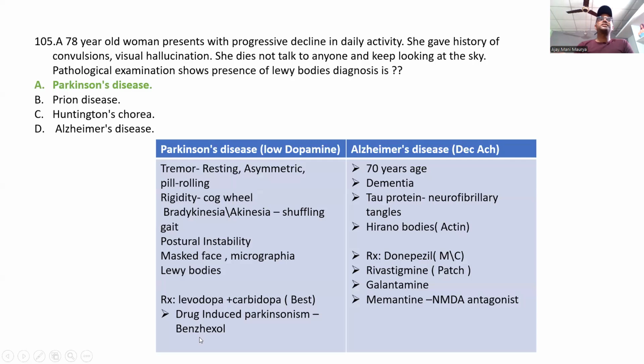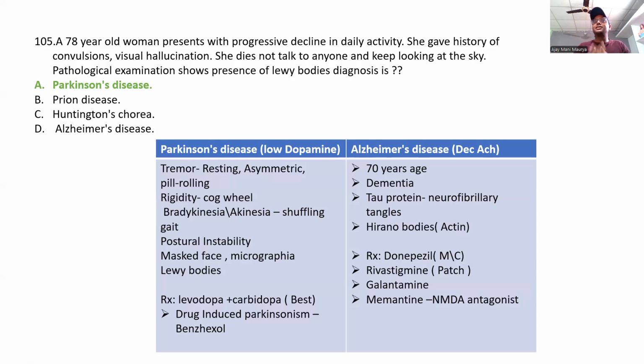And guys, the last question is the difference between Parkinson's and Alzheimer's. In Parkinson's, there are tremors, resting, asymmetry, pill rolling, cogwheel rigidity, bradykinesia, shuffling gait, postural instability, masked facies and micrographia. You will see Lewy bodies in histopathology. Levodopa plus carbidopa is the drug of choice. For drug-induced Parkinson syndrome, you have to use benzhexol.